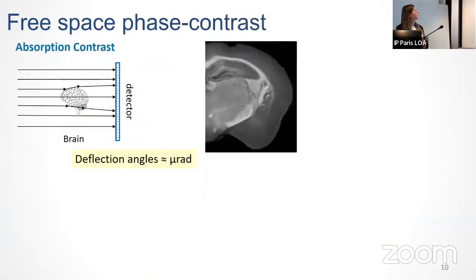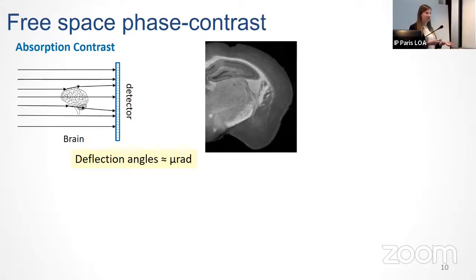This is an example of an image of the brain performed in absorption. This is the setup where we put the detector just after the brain. In this case, we see that the rays start to deflect from the sample, but we don't have enough space to detect this deflection, and we lose this information and only have absorption contrast. We lose it because the deflection angles in hard X-ray imaging are very, very small, of the order of microradians.